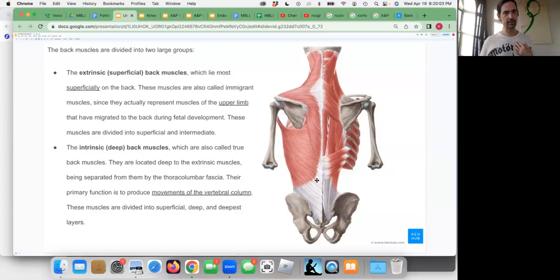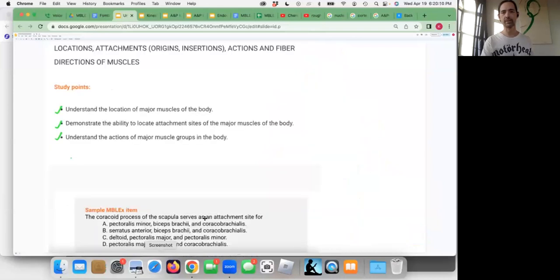It's my job to help you learn that. But it's another thing to see a question that says, the coracoid process of the scapula serves as an attachment site for which muscles, and then you have to remember which fibers go there.